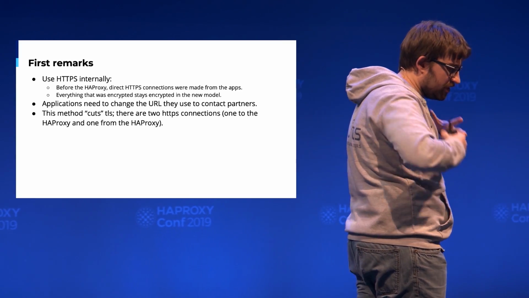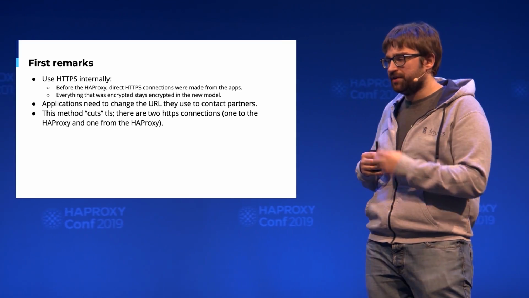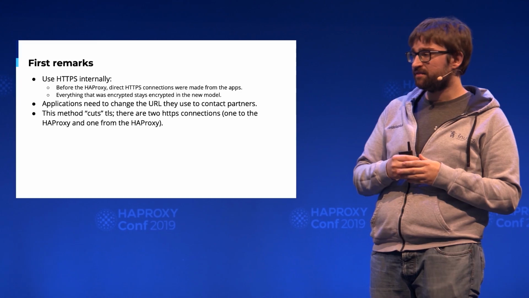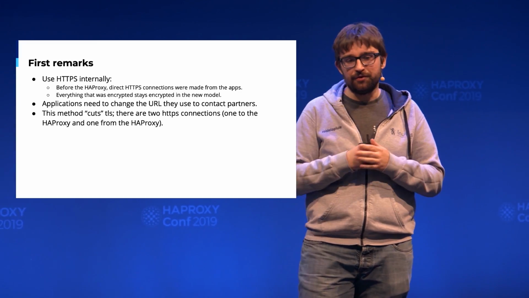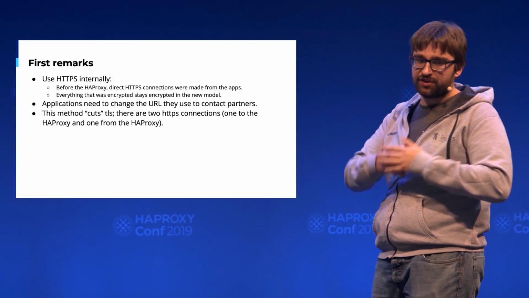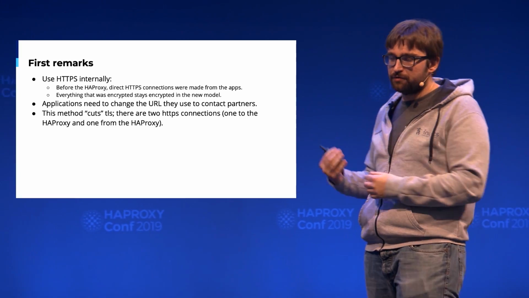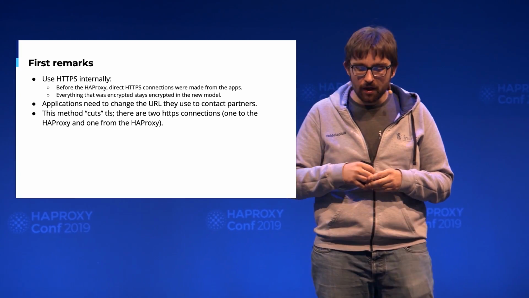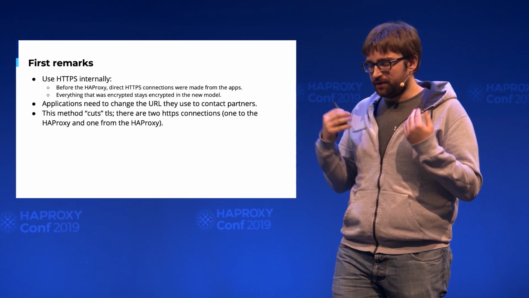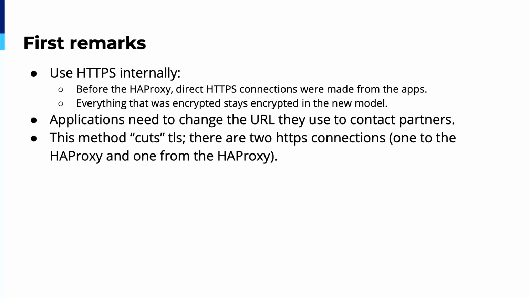First remark: when you migrate to calling your partners directly using HTTPS to the outside world, then when you migrate to HAProxy, also use HTTPS so that you don't have more unencrypted traffic after you move than before you move. The second thing is that we need to change the URL in the applications. So it's not like a flag that you pass to the application. We really need to adapt the applications, but that will provide us a lot of benefits.